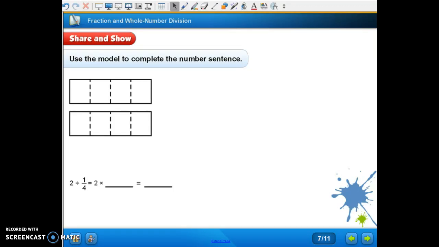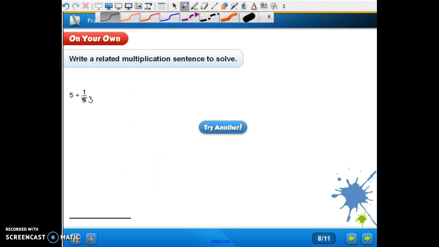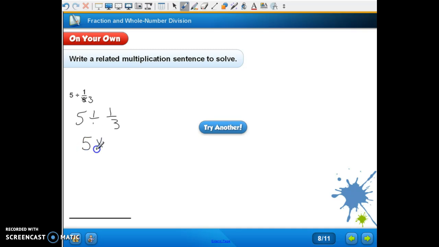Okay, we're going to look at the Share and Show at the top of page 355. It says use the model to complete a number sentence. So as you can see, we have 2 wholes, and we divided each of those wholes into fourths. So now each whole has 4 pieces, which is 8. Okay, this is supposed to be number 7, and it's really 5 divided by 1/3. If I have 5 pieces and each piece is 3 parts, I then have 15 pieces.